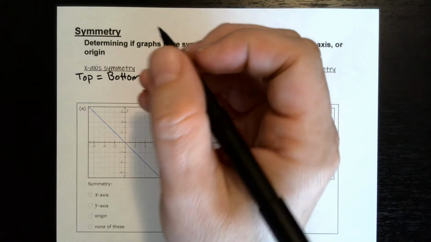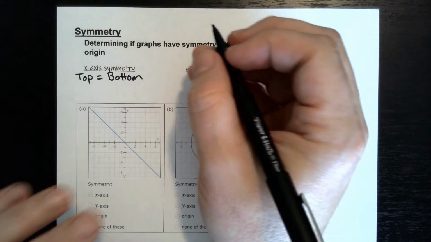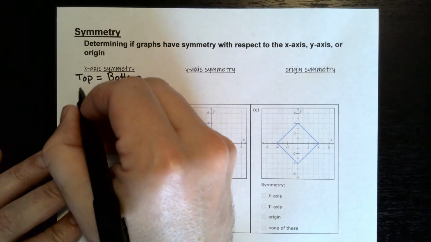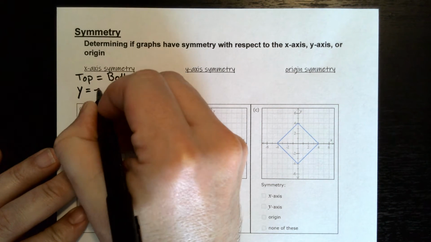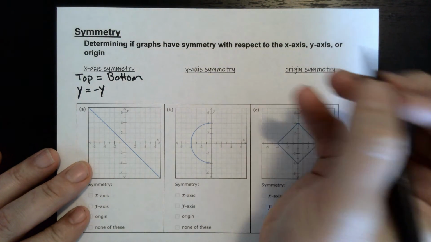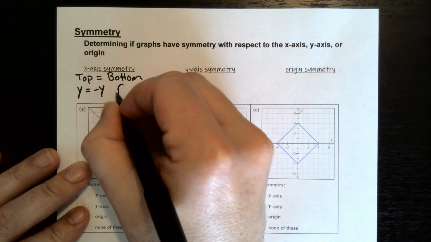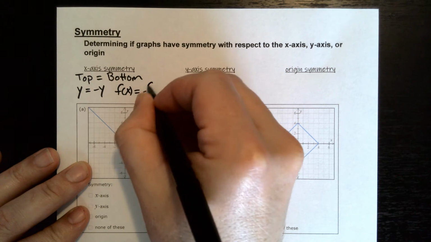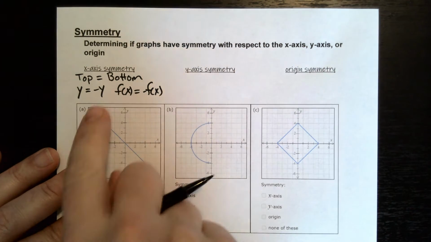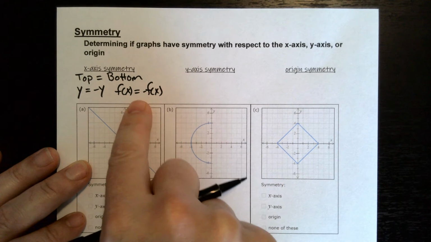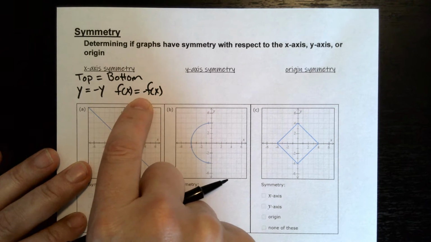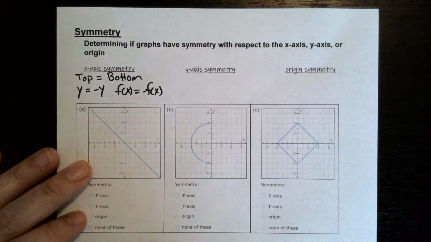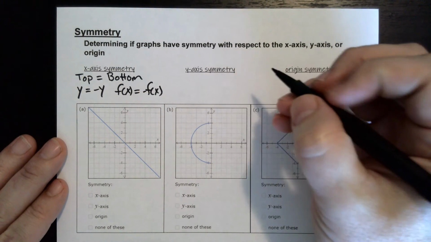Okay, but the way to look at it more mathematically is that you can replace y with negative y and get the same thing out, or in different notation, replace f of x with negative f of x. Now if this is true and they're the same, like if you put a negative in front of the entire function and it's the same as without the negative, then it does have x-axis symmetry.